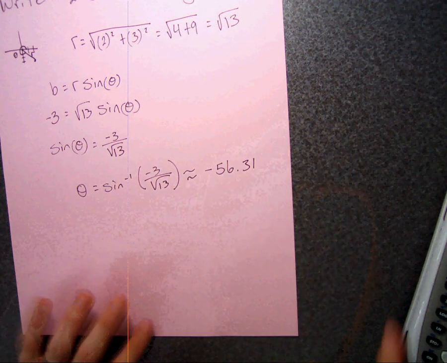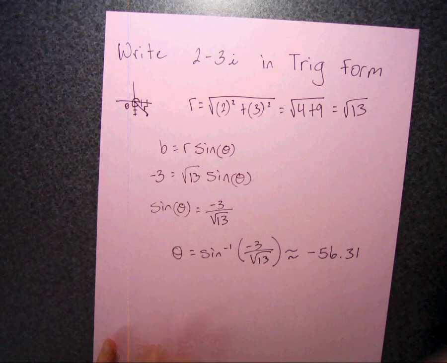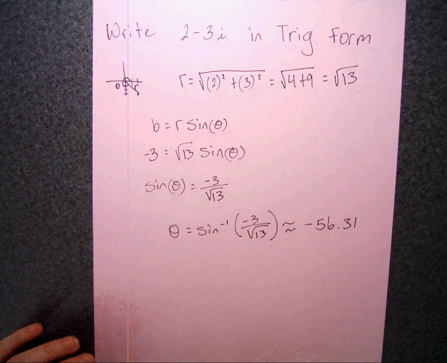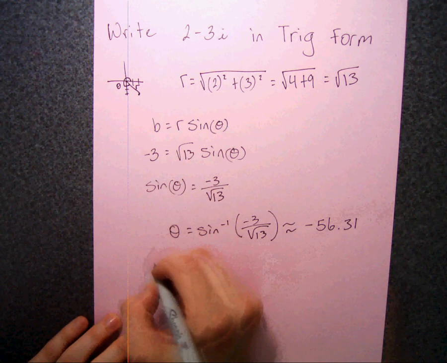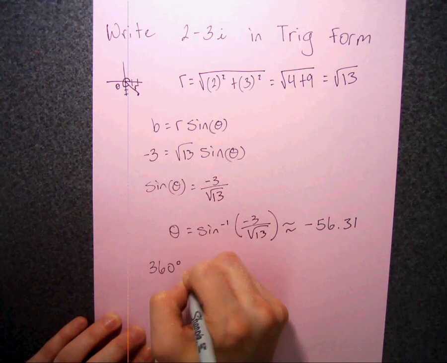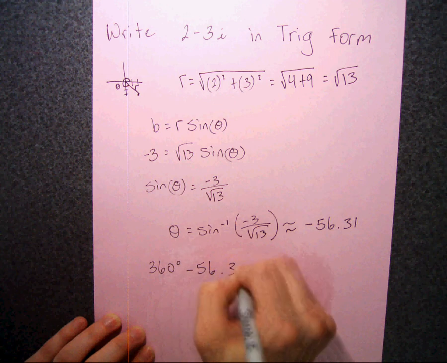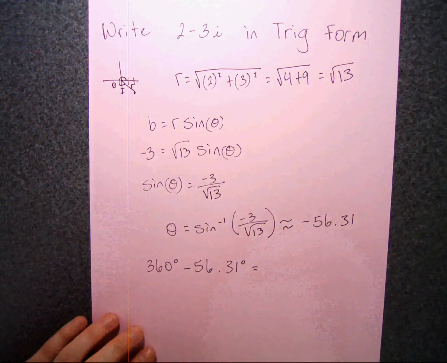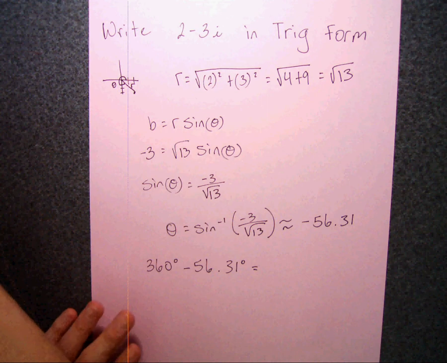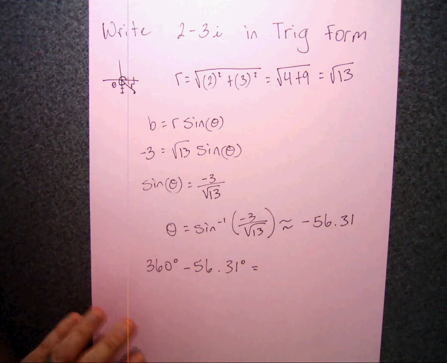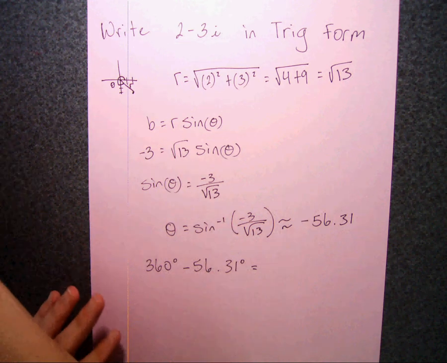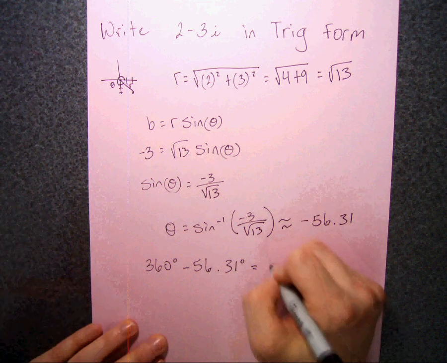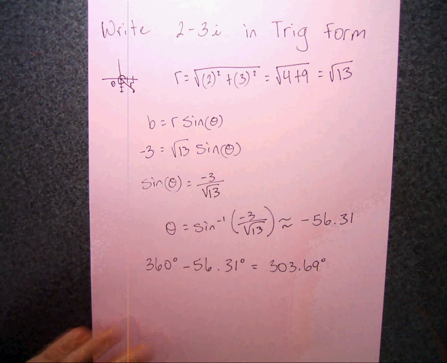Subtract it from 360, right? So I'm going to have 360 degrees minus 56.31 degrees, which is going to give me 303.69 degrees. So I have my angle theta. It is in the fourth quadrant. This does make sense, the answer that I have. And I know that r is the square root of 13.